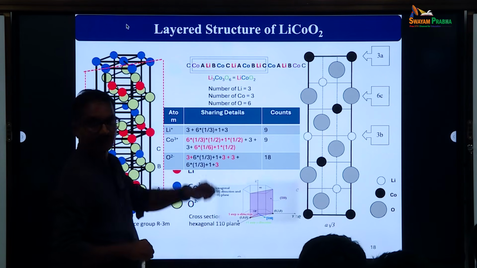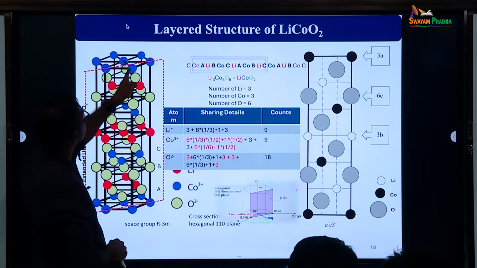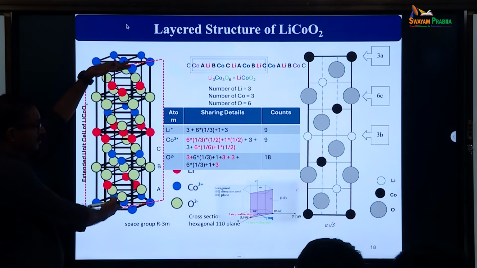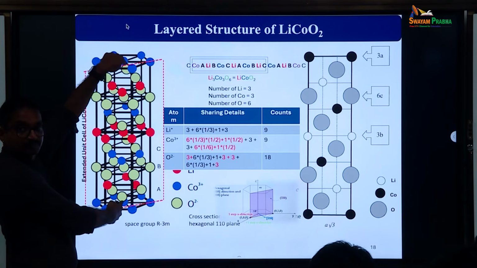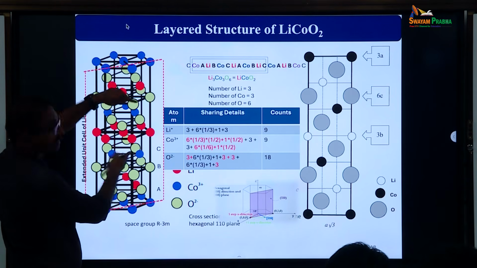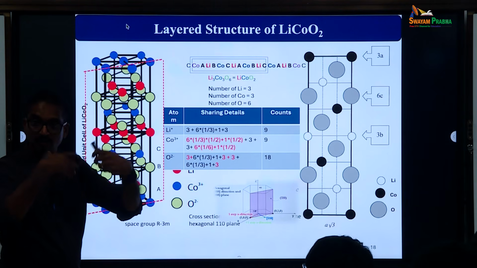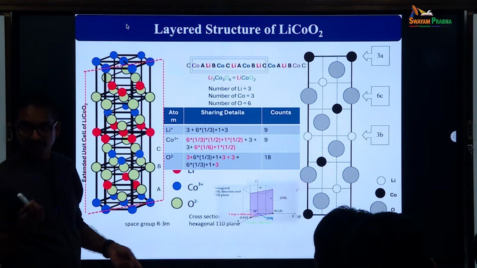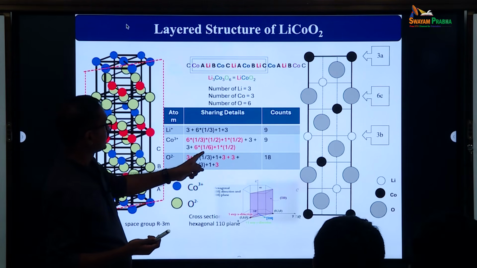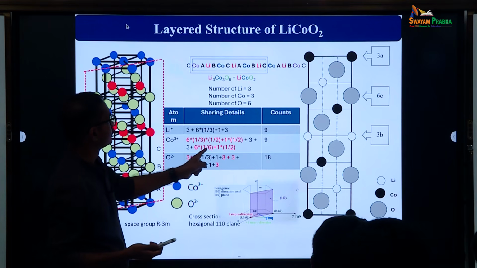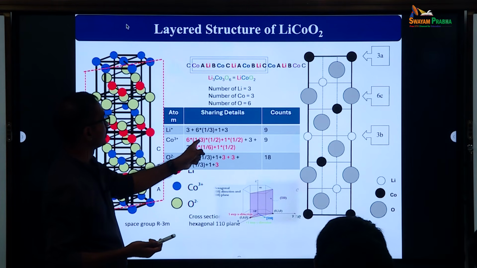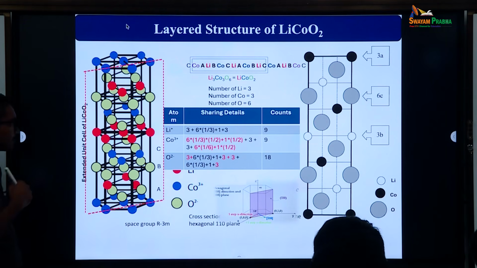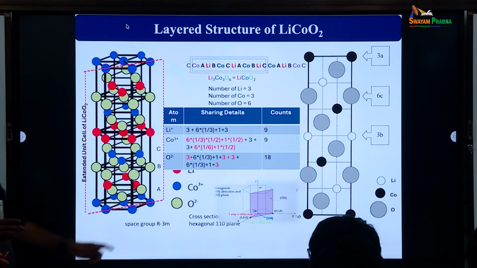Again 6 into 1/6. This 6 into 1/6 comes from this one. So there are 2 times 6 into 1/6, and there are 2 times 1/2. And these are within the unit cell, so they wholly belong to that unit cell. So 3 plus 3, 6. So 6, 3 plus 3, this becomes 1, this together becomes 1, this becomes 1, totally it becomes 9. Yeah? 9. Similarly you do it for oxide.